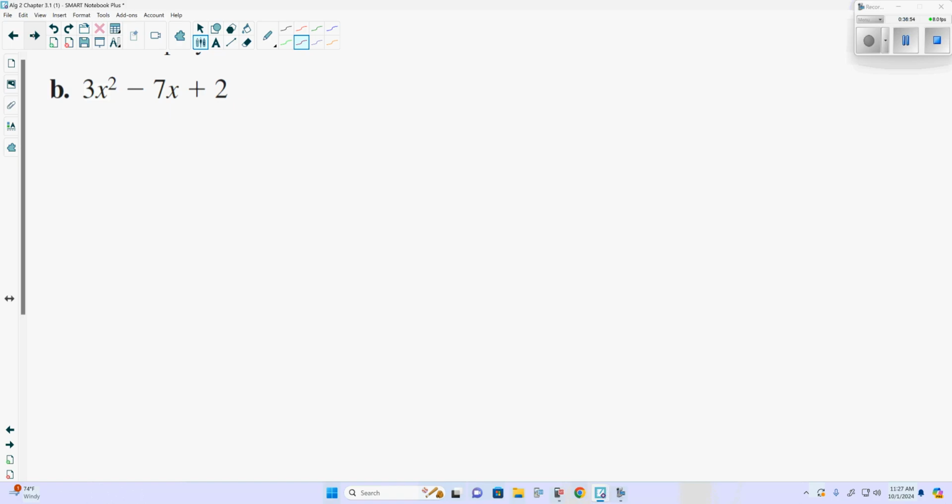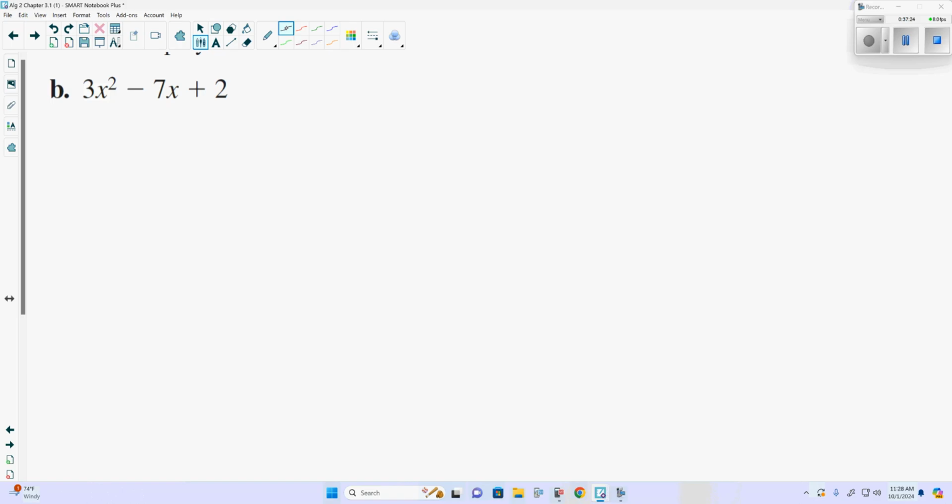Questions on this so far? Let's look at this one here. 3x squared minus 7x plus 2. There is no greatest common factor between 3x squared, 7x, and 2. One main way to see it is that 3 and 2 are both prime, and they don't have anything in common.